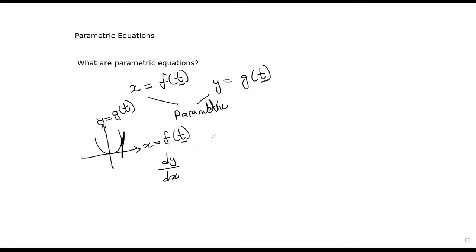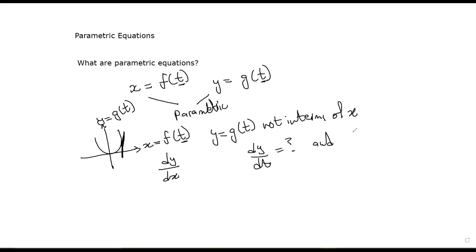But in this case, y is defined in terms of t, not in terms of x. So what we have to do is, first of all, calculate dy over dt and dx over dt. Let me try to explain this through an example.